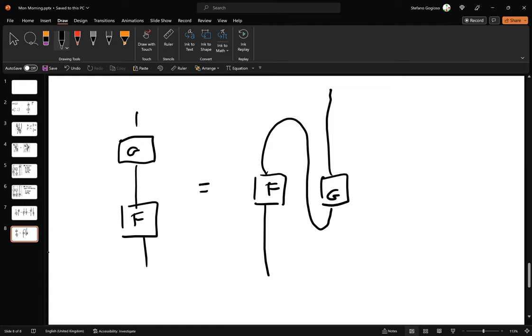Now, what is this for a function? That's something that we can discuss. But there is semantics for moving diagrams around. Yes. It is.